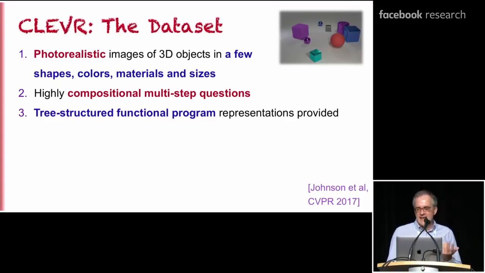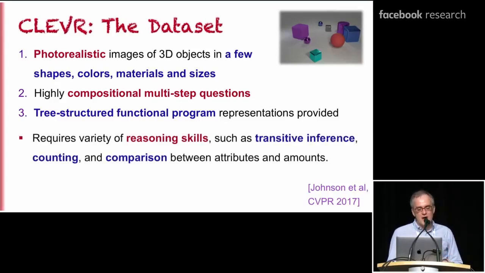So it's actually the case that the language of the questions also isn't really natural language. The language of the questions is actually generated from these functional program representations by rule. So actually in the basic version of CLEVR, we don't actually have a natural language understanding task. We have an artificial controlled language understanding task. Nevertheless, it requires a variety of reasoning skills such as transitive inference, counting, and comparison between attributes and amounts.